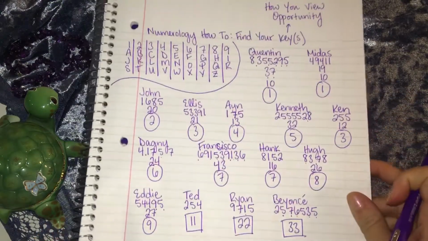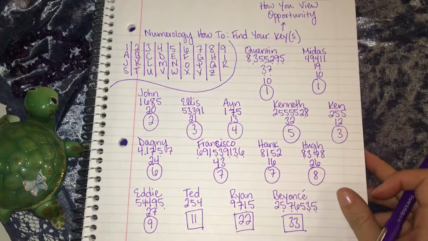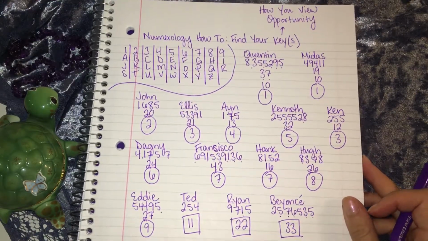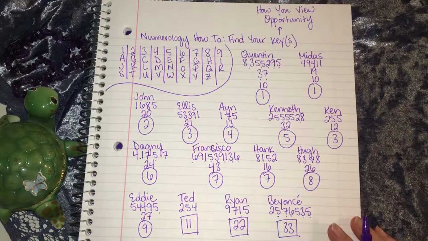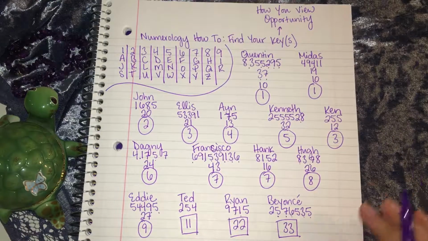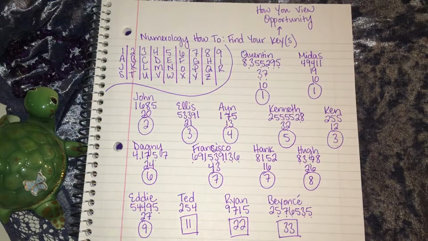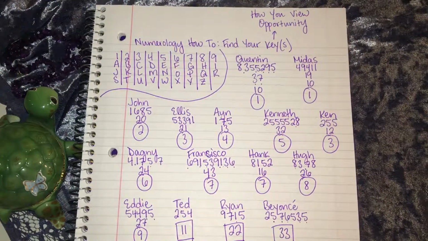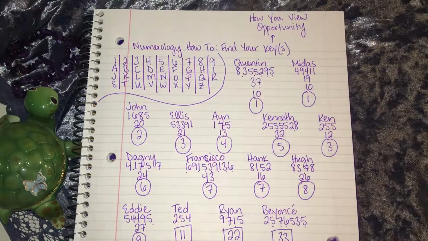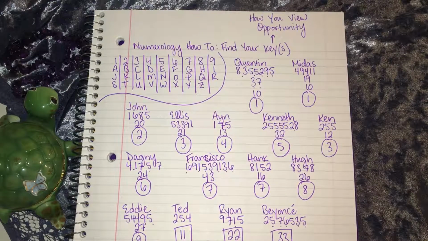So I am going to go through what all of these mean in the next video, but now you know how to find your key, and also for a nickname, works the same way. So you could do this for yourself or anyone you want, anyone you're curious about, and it's going to represent how you view opportunity.